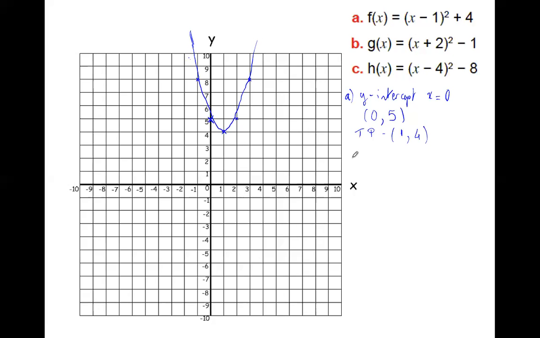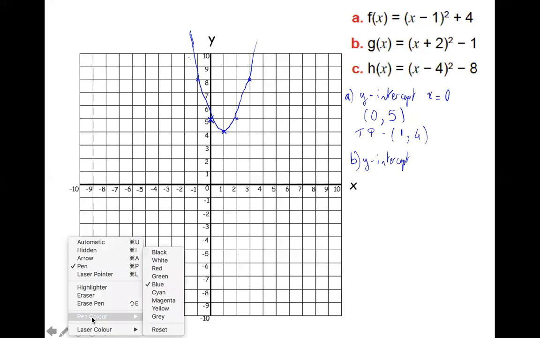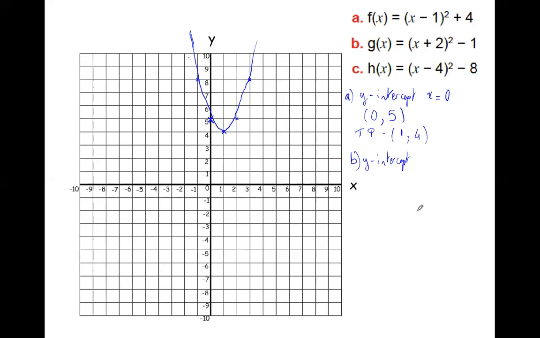Now, if we were to do B, we'll adopt the same method. So y-intercept, where we cut. I'm going to use a different color so that we can see even using the same graph. I'm going to use red this time. So y-intercept, I've got x equals 0. So 0 plus 2 is 2. 2 squared is 4. 4 minus 1 is 3. So (0, 3) is my first point.